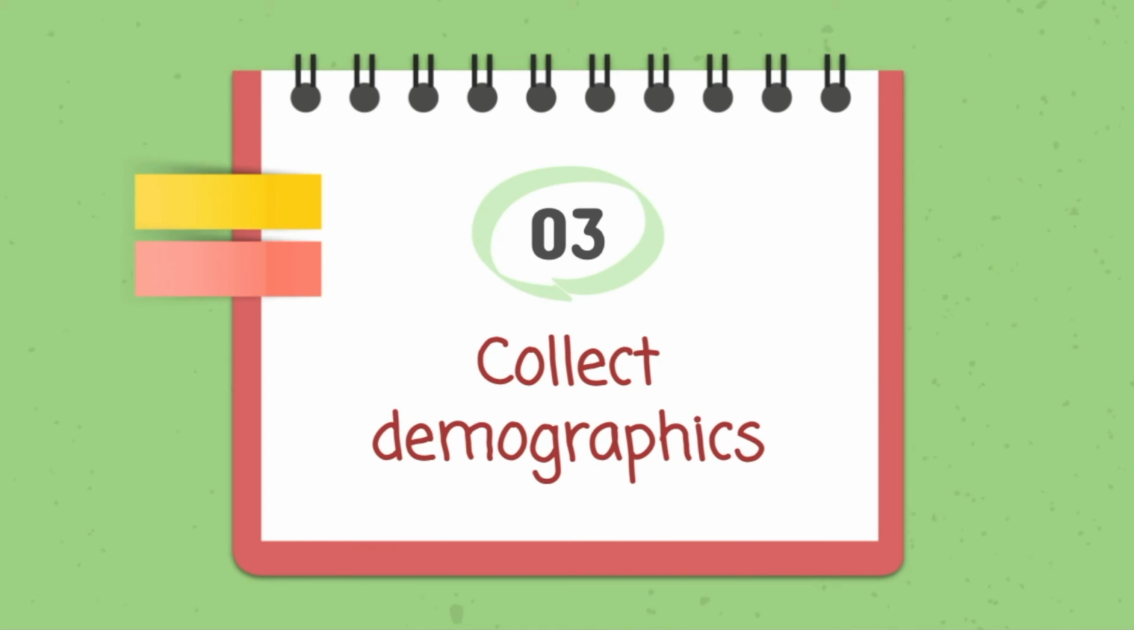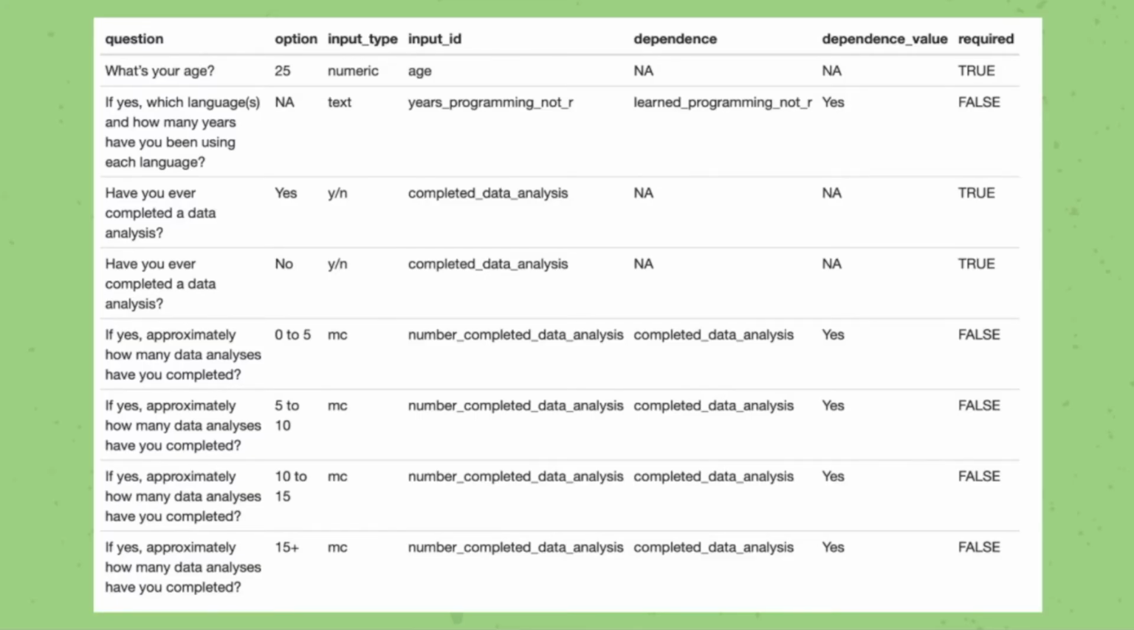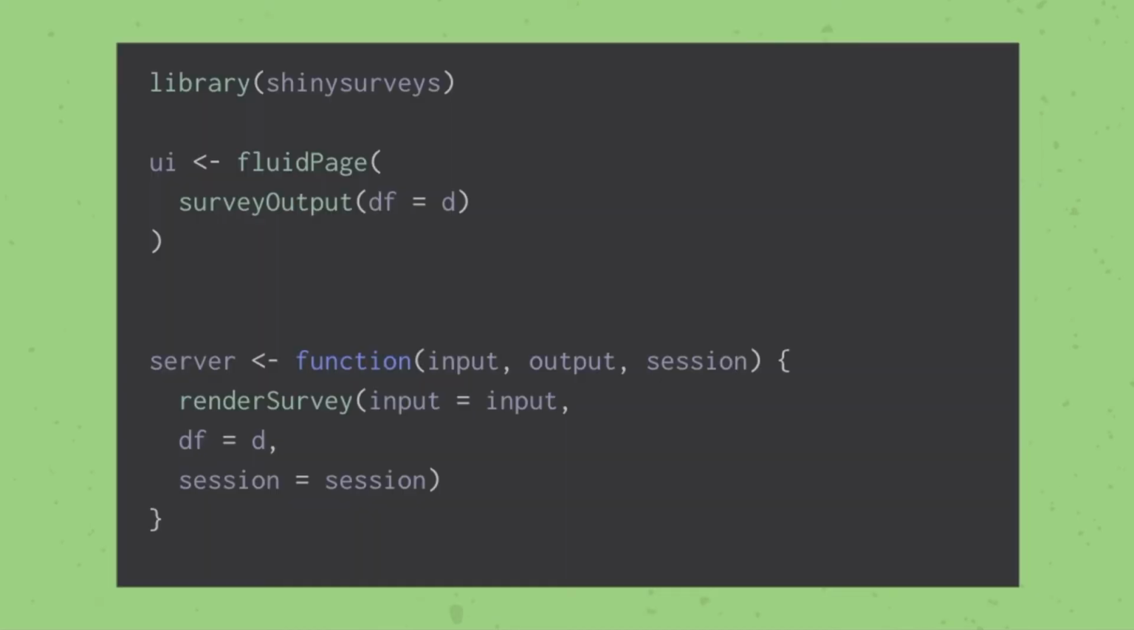Okay, so now that we've randomized folks, let's collect some demographics. We have another package called Shiny Surveys that can help with this. This one actually is almost ready for prime time, so I encourage you to try it. You can install it from GitHub at jdtrat/shinysurveys. Basically what this package allows you to do is pass a data frame with questions, options, input types, dependencies, etc. And a nice Shiny questionnaire is going to be generated for you that can then be incorporated in your application.